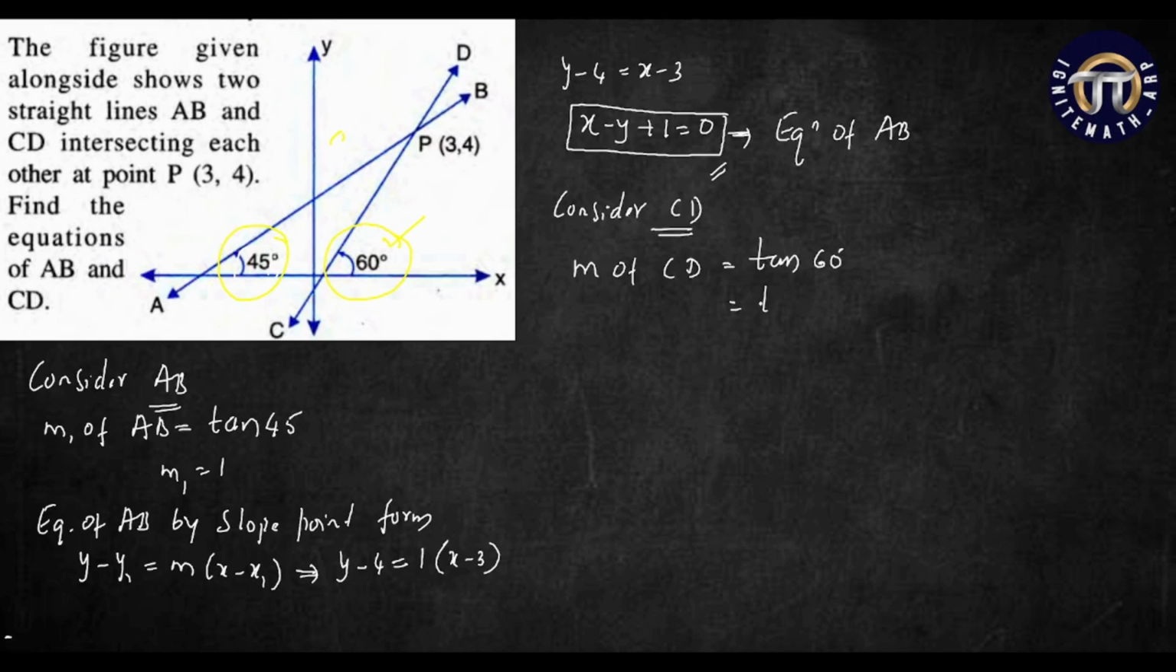So tan of 60 is root 3. So I can write it as root 3. M2 is equal to root 3. Now again, point P lies on CD as well.